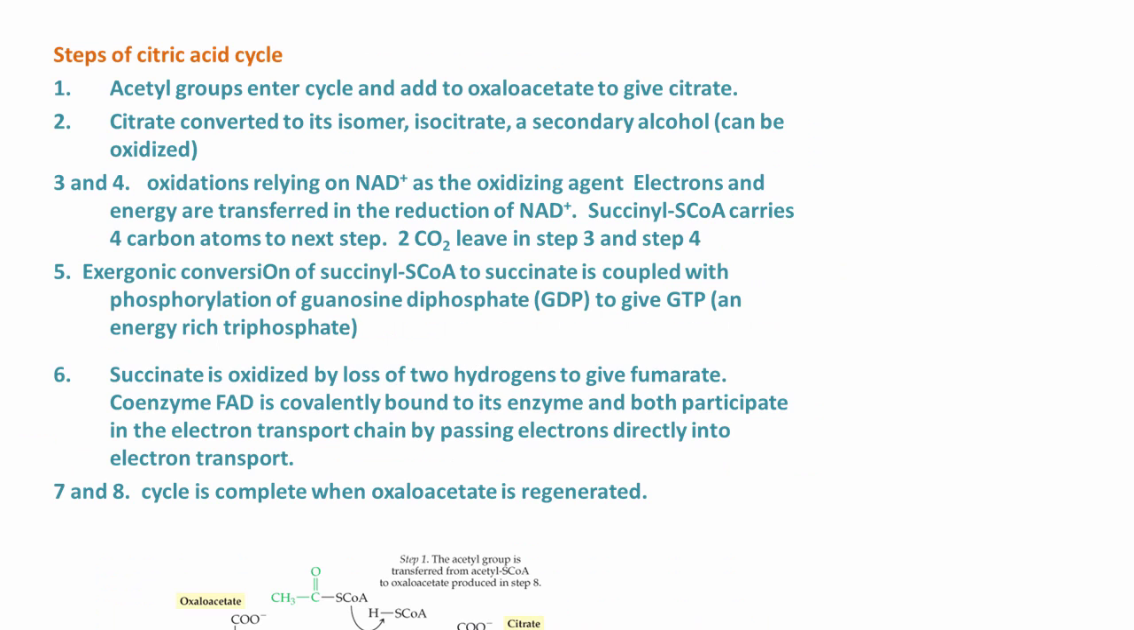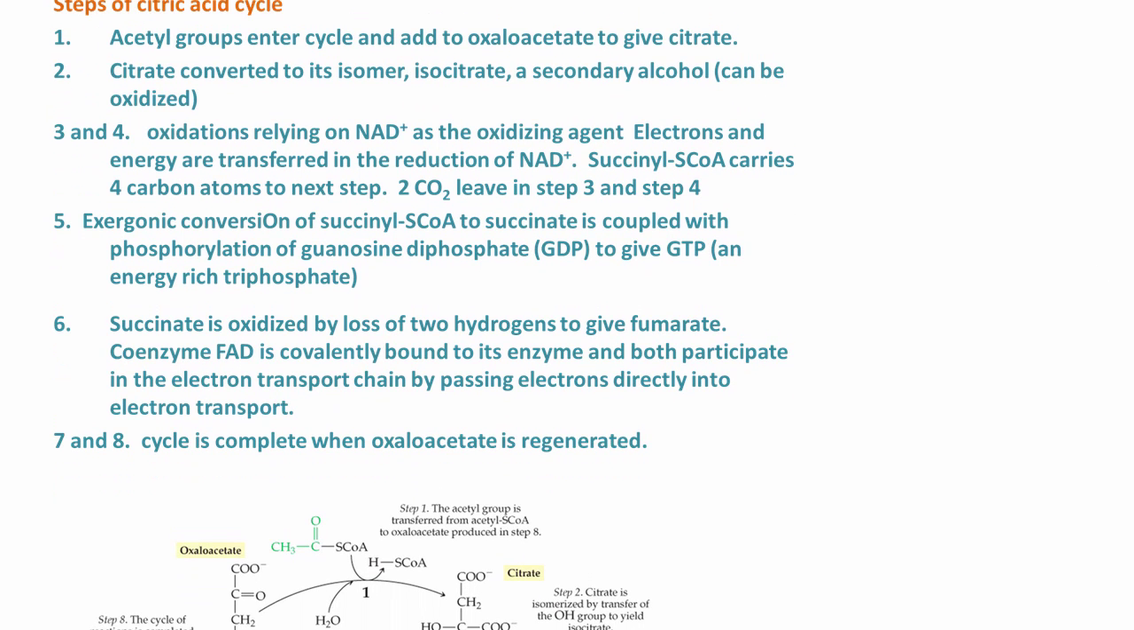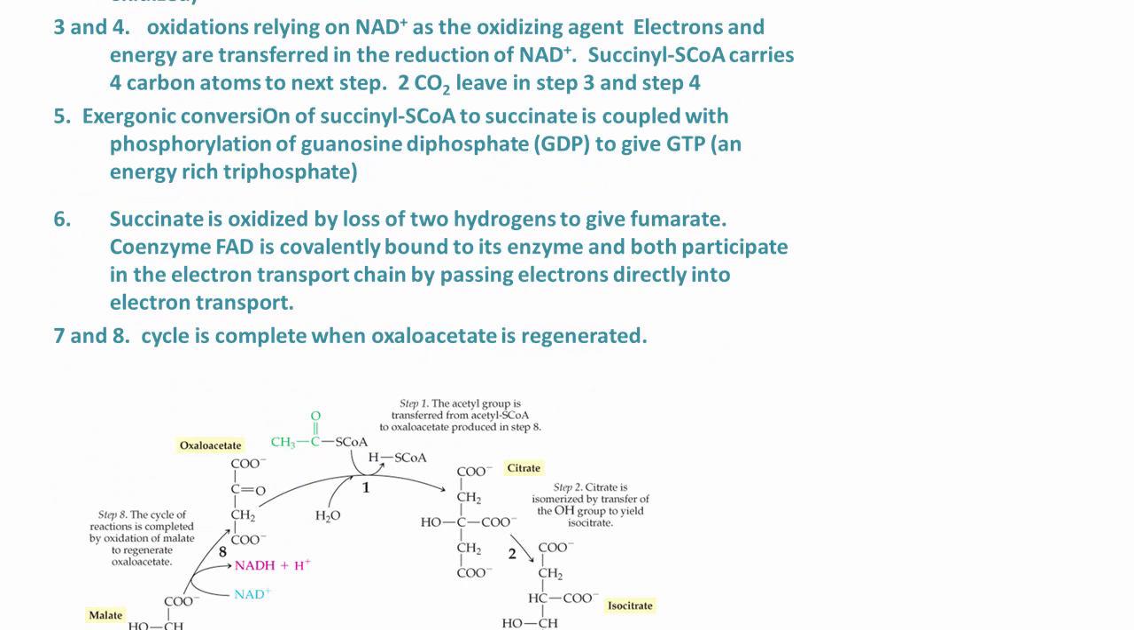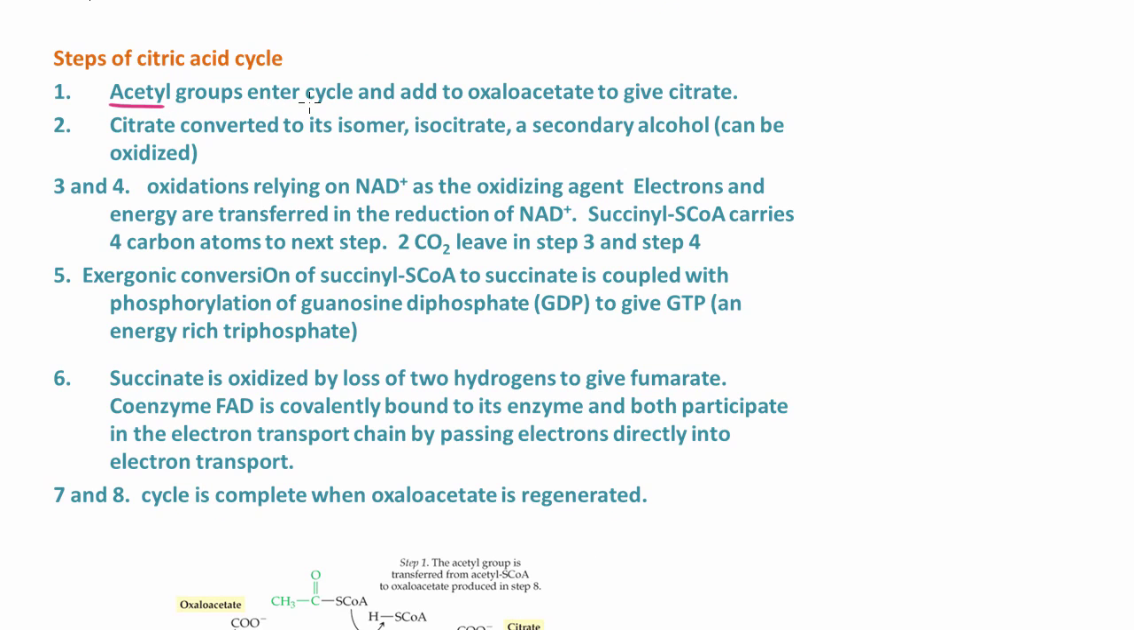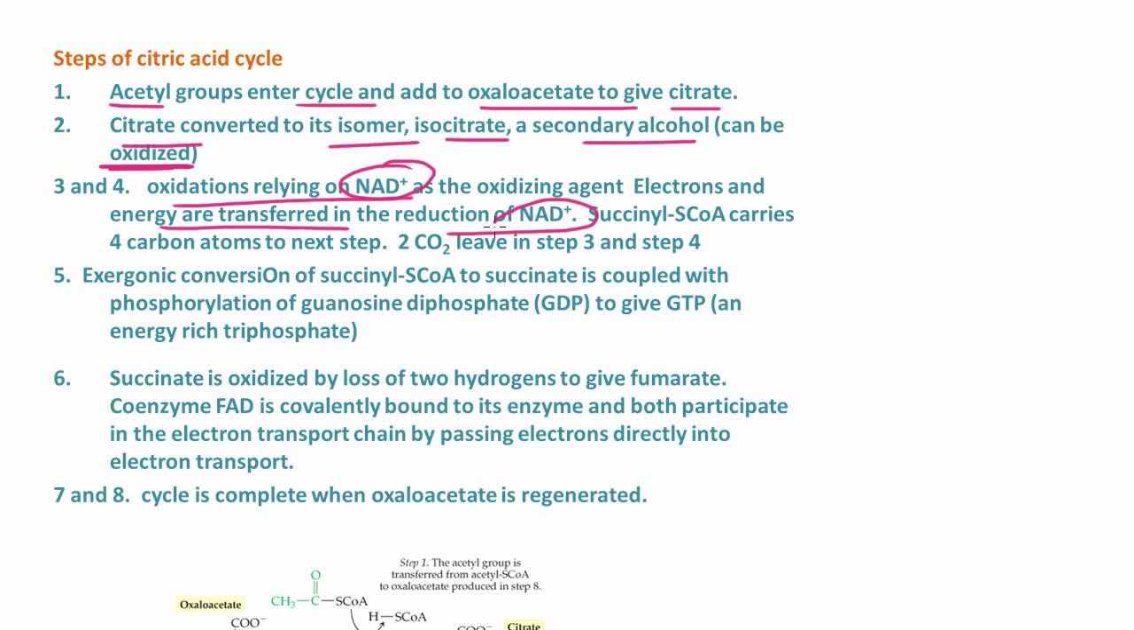Okay, so let's look at the steps of our citric acid cycle. Here are the steps. Step 1, acetyl groups enter the cycle and add to oxaloacetate to give citrate. Citrate is converted to isocitrate, which is a secondary alcohol, which can be oxidized just like all secondary alcohols. Steps 3 and 4, we have oxidations that rely on NAD+ as the oxidizing agent. The electrons and energy are transferred in the reduction of NAD+.